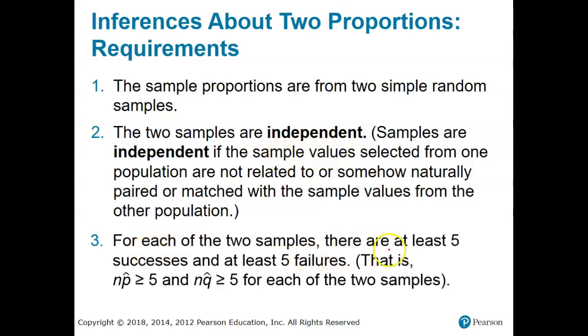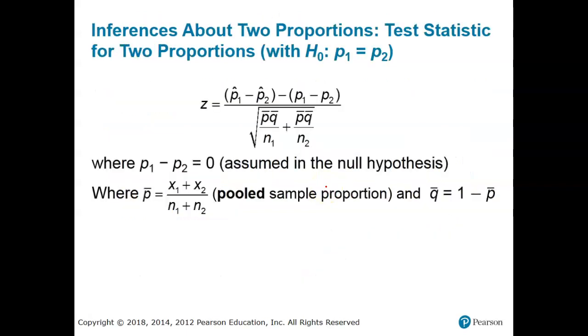For each of the two samples, there are at least 5 successes and at least 5 failures. You can do the calculation here, or if you can identify what a success is, then as long as you have at least 5, you can go ahead with that.